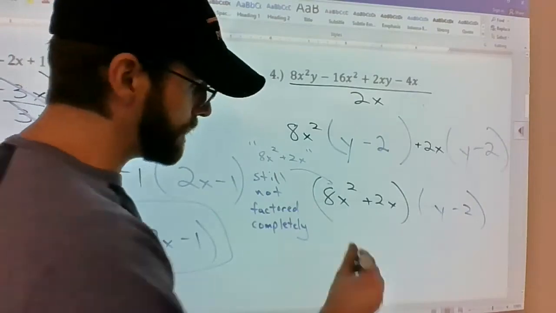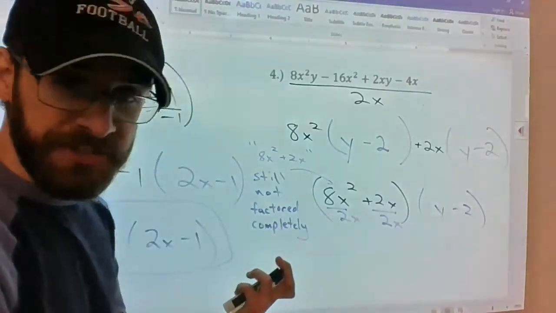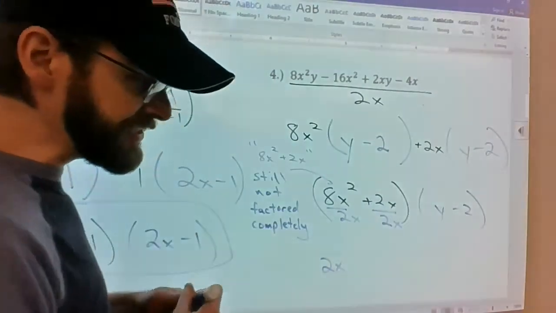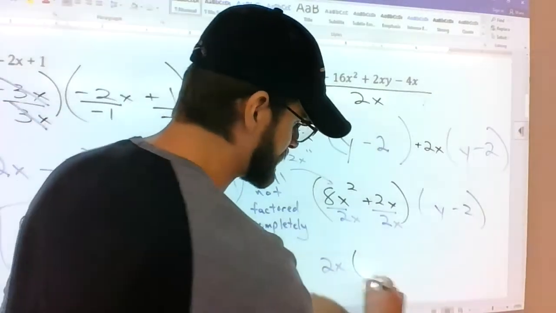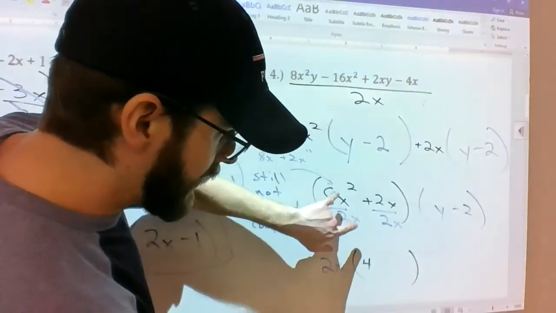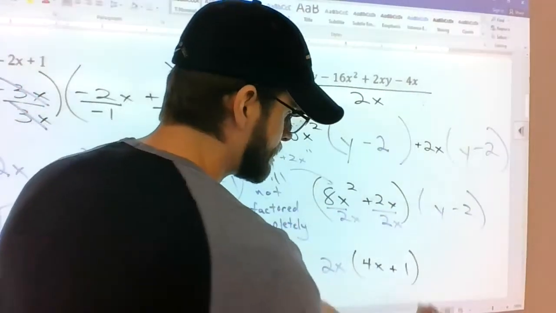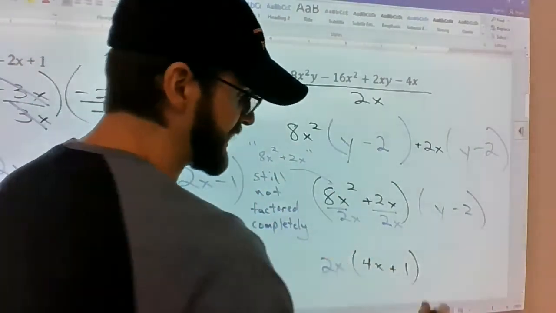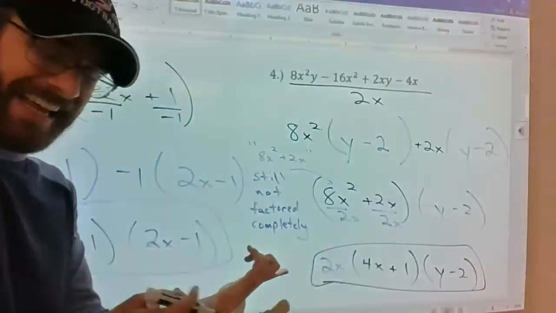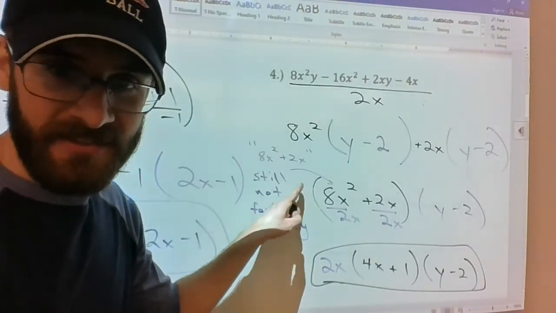So I'm going to divide out the 2 and the x. And all I'm going to do is I'm going to put the 2x outside the parentheses. Inside the parentheses, I'm going to divide out the 2x's like I've been doing this whole time. It's going to be 4x plus, and then anything divided by itself is 1. And the y minus 2 is still attached to the tail end. So this is technically the final factored version of what it should be. Not that. Still not factored completely.